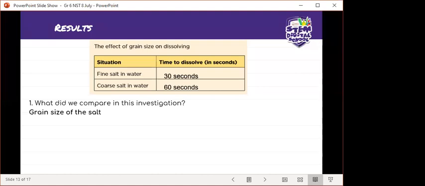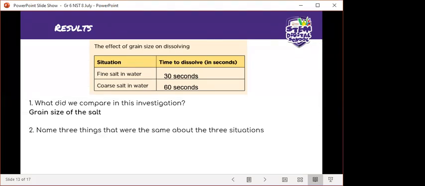I think I see an answer in the group chat. It says how long it takes for the coarse salt and fine salt to dissolve. Okay, that is also correct, LA2. So that was the main gist of our investigation. But what we compared was the grain size of the salt. I hope everyone understands and is keeping up.